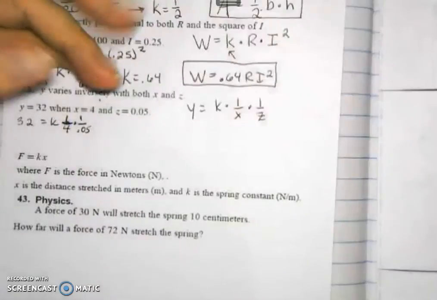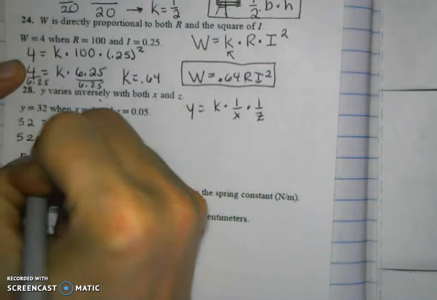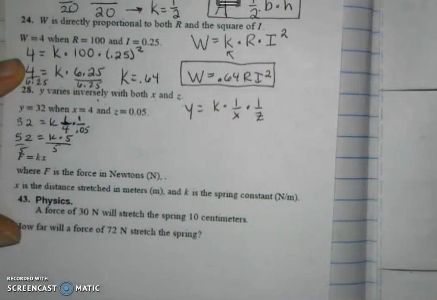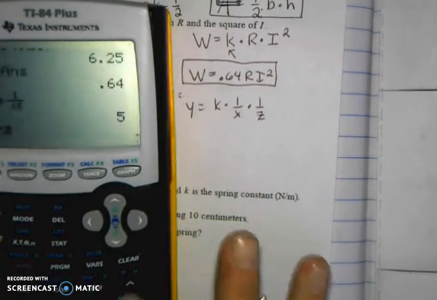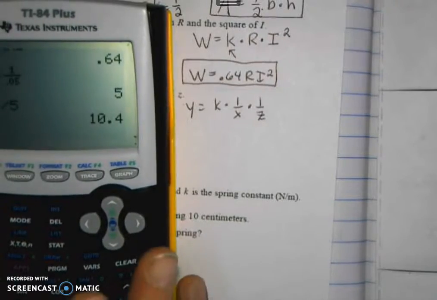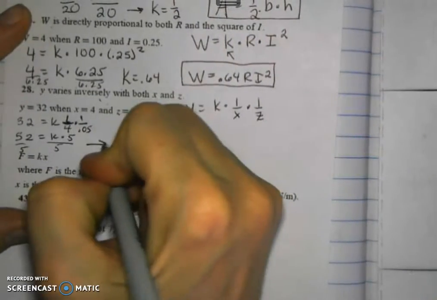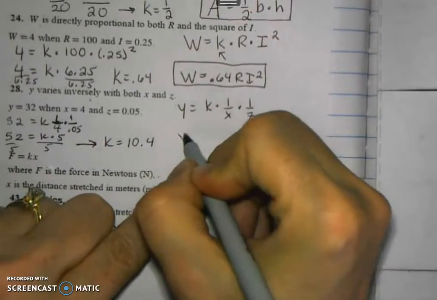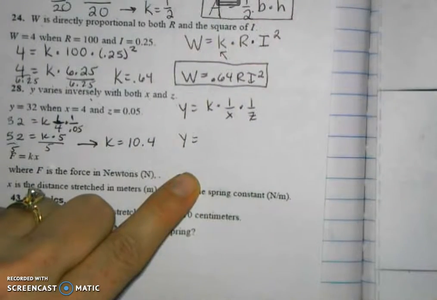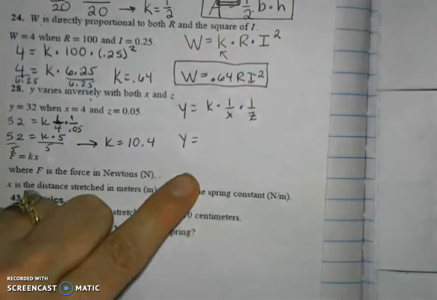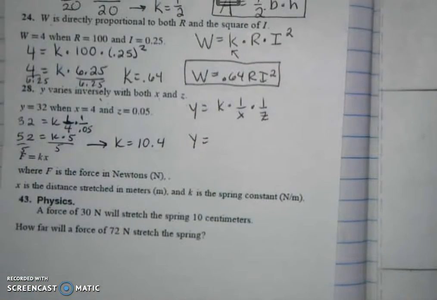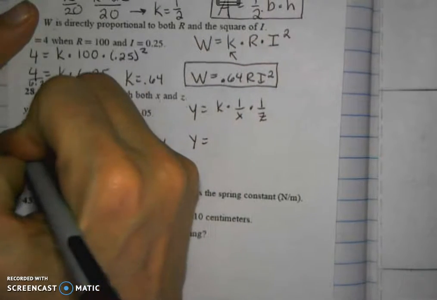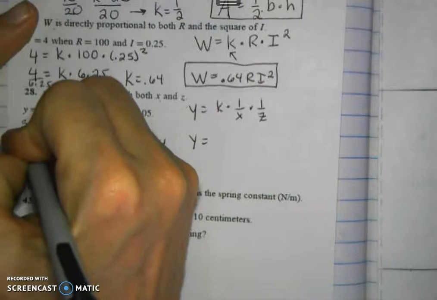Okay, so it's 5. So now we have 52 equals k times 5. Divide both sides by 5. 52 divided by 5, 10.4. So k equals 10.4 with our final answer as y equals, yes. It's 32, not 52. Thank you. So this becomes 32.